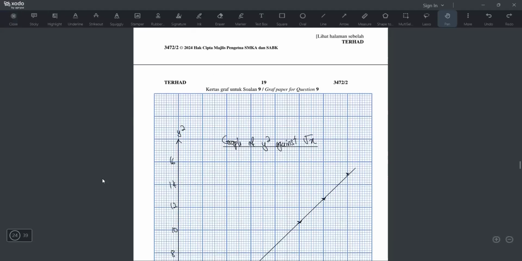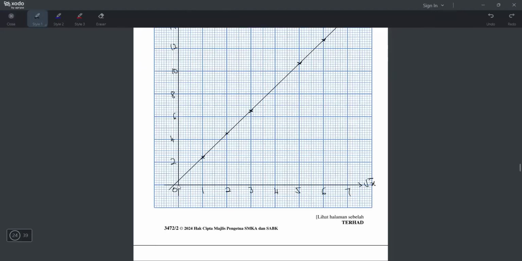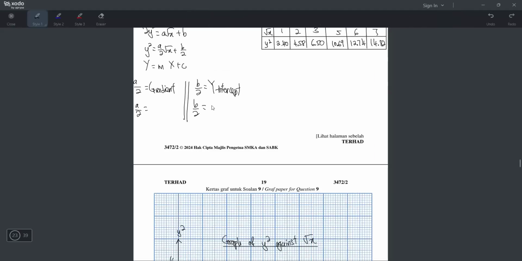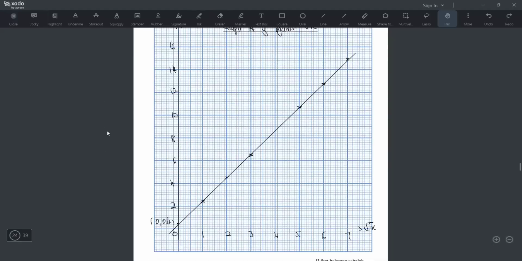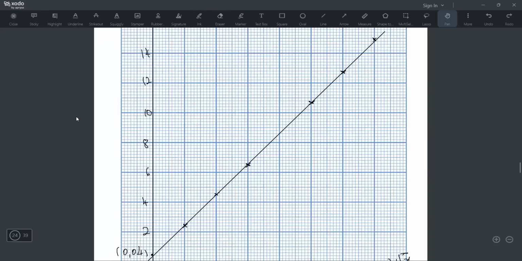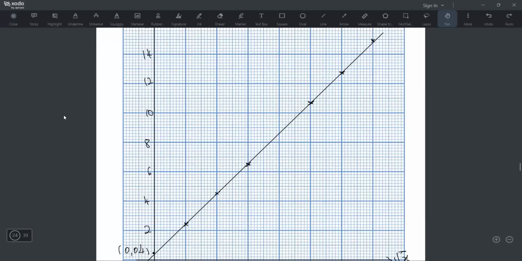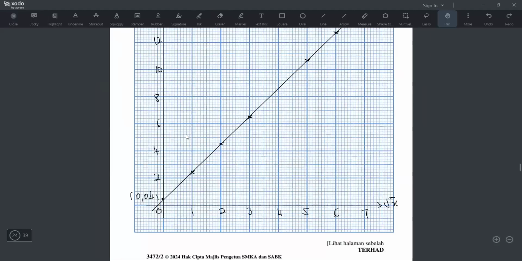Okay, let's do the y-intercept first. So the y-intercept I can read straight away, it is here, right? So this is 0.4. So straight away I can write 0.4, and then the b is 0.8. Okay, now it's time to find the gradient. When you find the gradient, you need two coordinates. You need 2 points. You can choose any 2 points, but they have to be on the line of best fit.